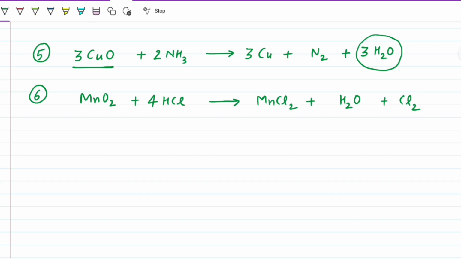Next is to balance oxygen. In MnO2, this side has 2 oxygen atoms, whereas only one on the product side. So I will write 2 here to balance oxygen. The last atom is hydrogen. This side we have 4H, this side again 2 times 2 is 4H. So hydrogen is also balanced. This is the balanced equation for this reaction. Okay, next.